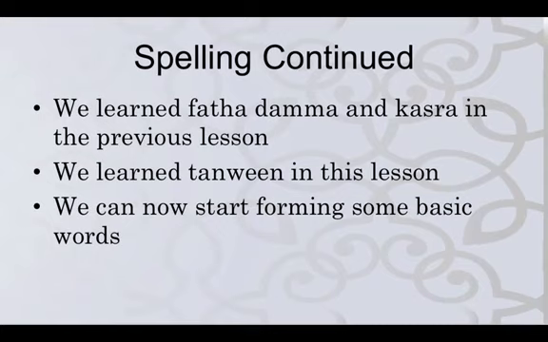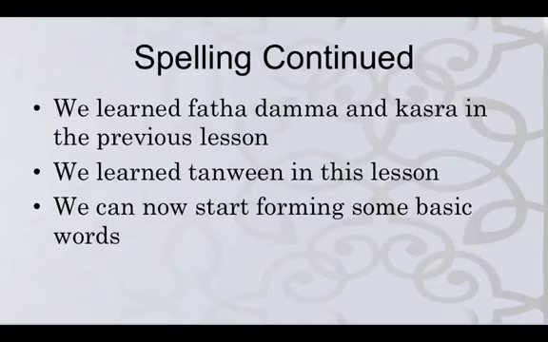Okay, spelling continues. We learned the fatha, the dhamma, and the kasra in the previous lesson. And we learned the three types of tanween in this lesson. We learned tanween al-fath, which is the tanween associated with the fatha. We learned tanween al-dhamm, the tanween associated with the dhamma. And we learned tanween al-kasr. I think I messed up. Tanween al-fath, tanween al-dhamm, and tanween al-kasr. Those are the three tanweens that we learned today.